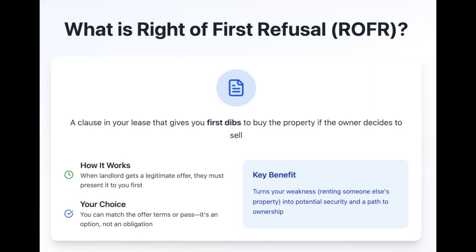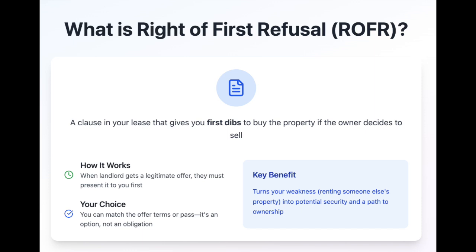The usual way it works, the trigger, is when the landlord gets a real, legitimate offer from somebody else. A bona fide offer is the legal term. A serious buyer. Yep, a serious buyer. Before the landlord can accept that offer, they're legally obligated by the ROFR to present it to you on the exact same terms. Price, conditions, everything.